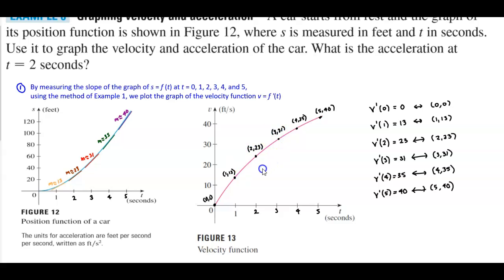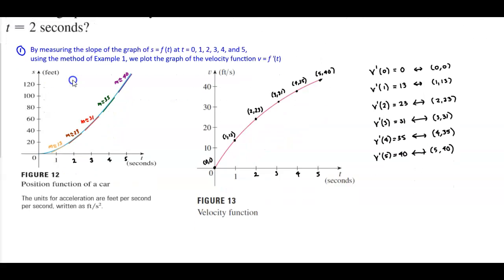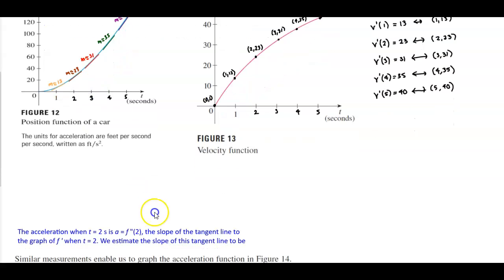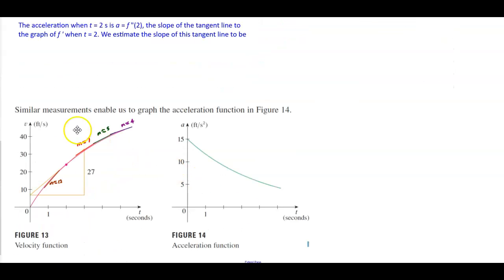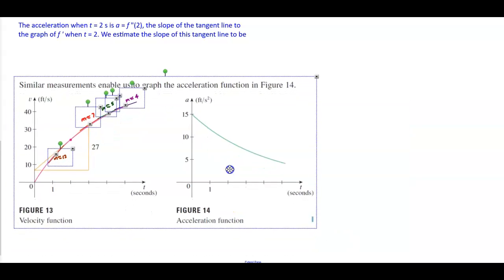Okay, so now that we have the velocity function, we want to find out what is the acceleration at t equals 2 seconds. The acceleration when t is equal to 2 seconds is when a equals f double prime at 2. So that is the slope of the tangent line to the graph of f prime when t is equal to 2. We can estimate the slope of this tangent line, so we're going to use our graph down here to do that.